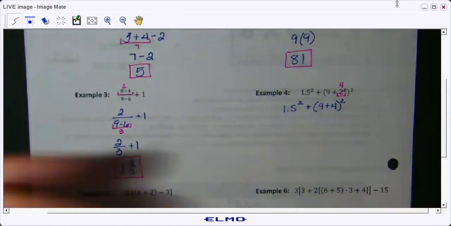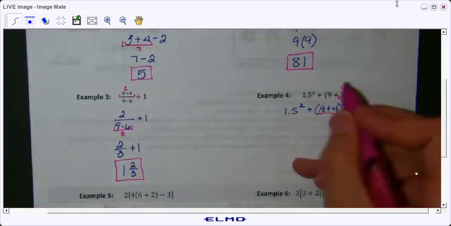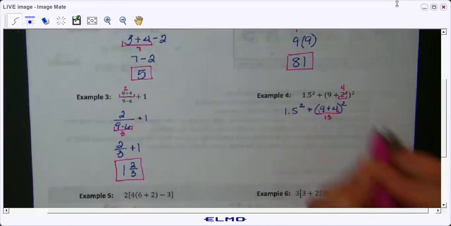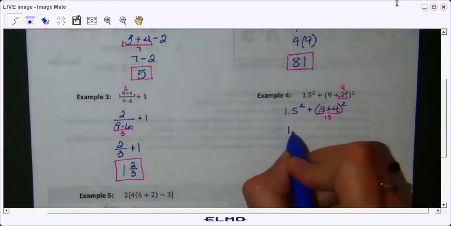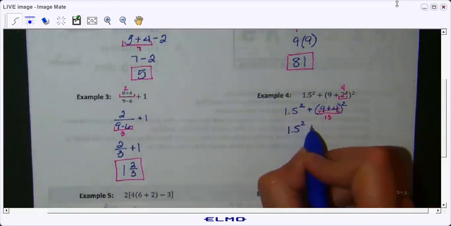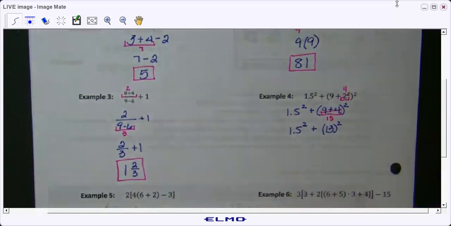Okay, I'm still working within the parentheses, so I have to solve 9 plus 4, and I get 13. So I'm going to bring everything down. So I have 1.5 squared plus 13 squared. Now I don't have to write it in parentheses. I could just put plus 13 squared without the parentheses. It doesn't matter. Okay. Now I can do my exponents. So I'm going to do 1.5 squared and 13 squared.